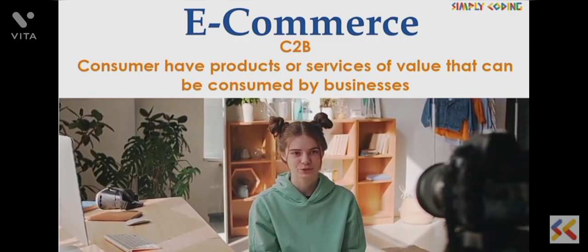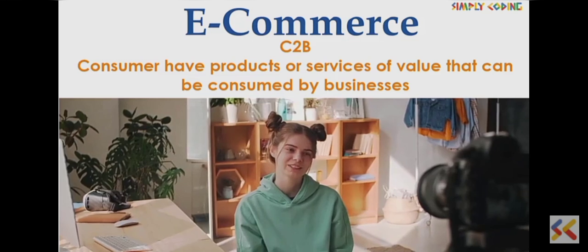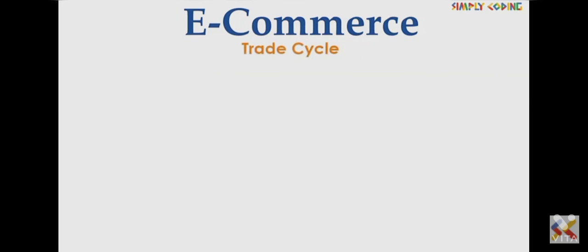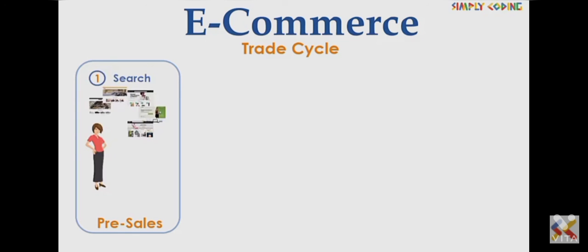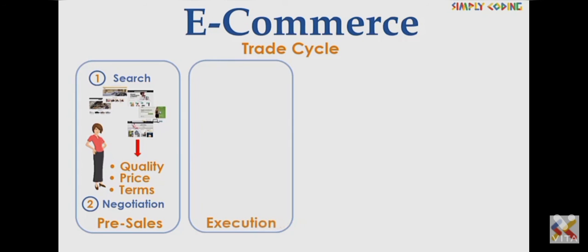E-commerce follows a typical trade cycle or flow. First is pre-sales. It consists of two steps. First, the customer searches different websites for the product to be purchased. The next step is negotiation, where online it is selecting a supplier who offers a good quality product at the right price and whose terms such as delivery dates, etc. are agreeable to the customer. Next step is execution.